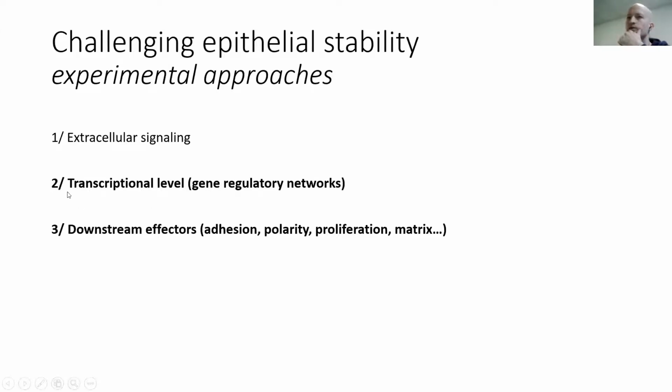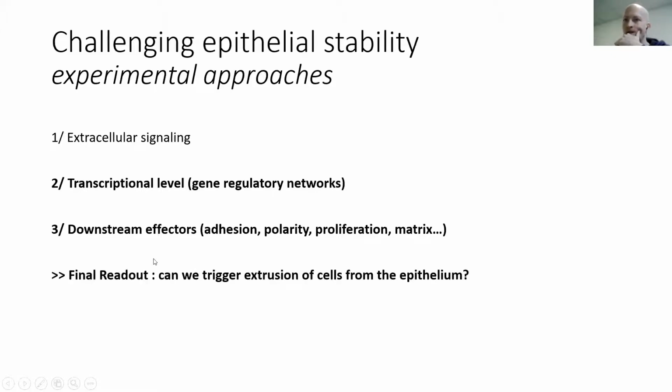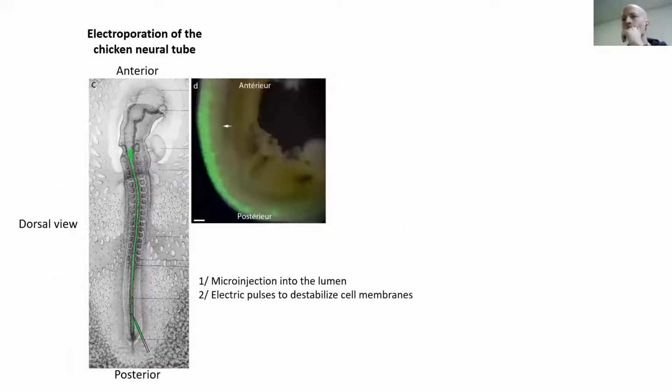In the lab, we focused more on the second and third options. The final readout, when we challenge any of these players in the network, is: can we trigger extrusion of cells from the epithelium? Do we prevent extrusion in a population that should have come out and started migrating, or can we trigger extrusion in an epithelium that was stable and was not producing mesenchymal cells at the time? So how can we do that?